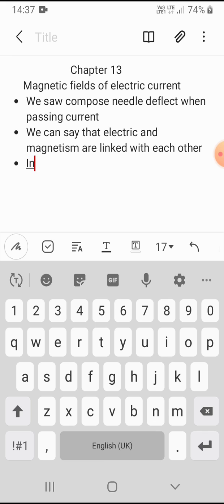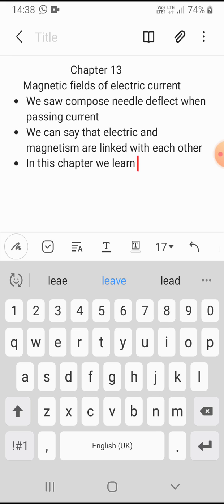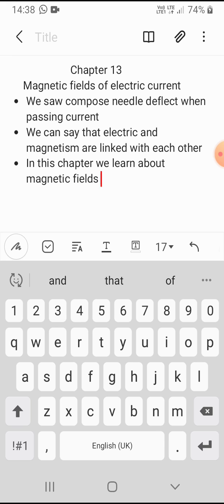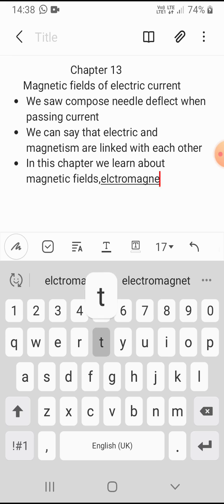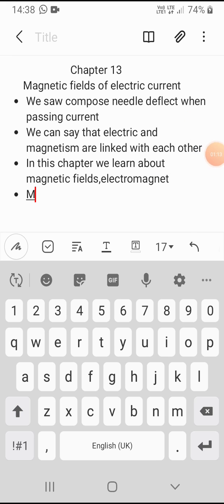In this chapter, we learn about magnetic fields, electromagnets, and other topics. So let's come to the magnetic field first.